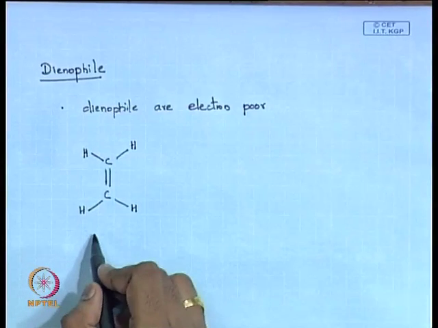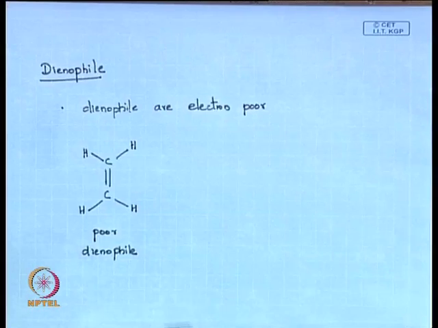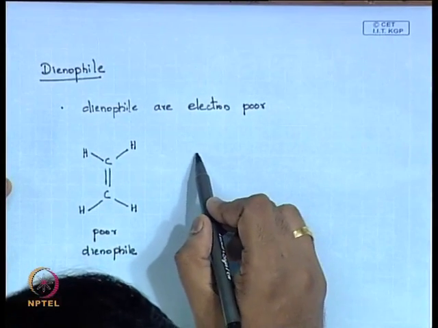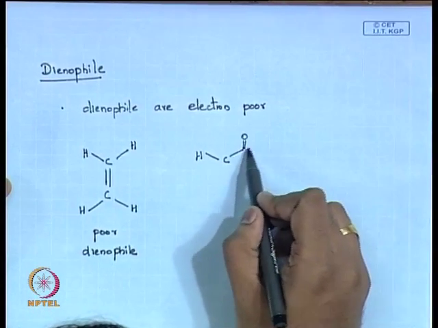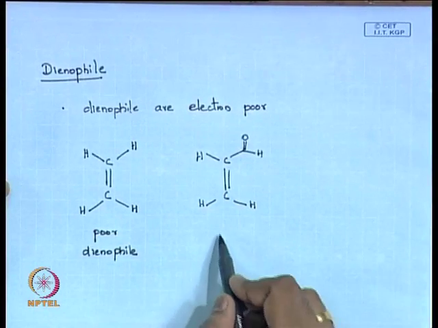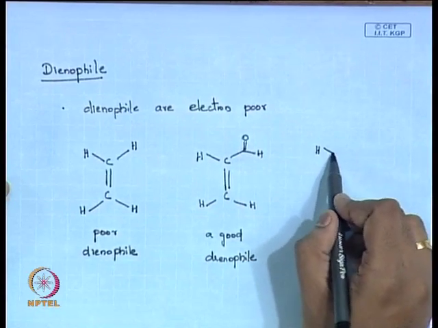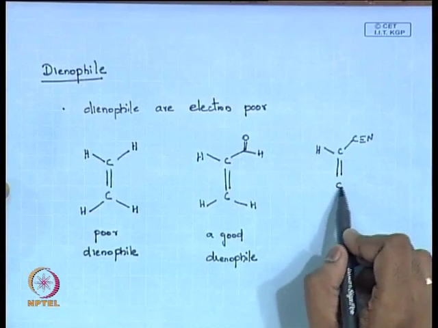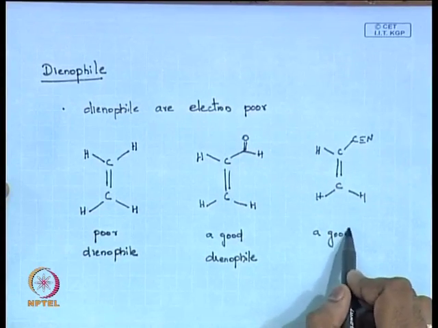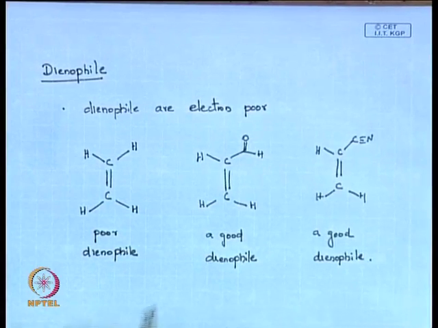this is sort of a poor dienophile. But if you can attach an electron withdrawing group, then it becomes a good dienophile. Same way you can think of even attaching your nitrile, very good electron withdrawing groups. Right. So, your diene should be electron rich and your dienophile should be electron poor. So, these are the two things about your substrate when you talk about your Diels-Alder reactions.